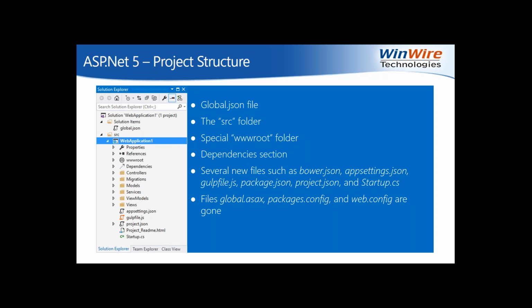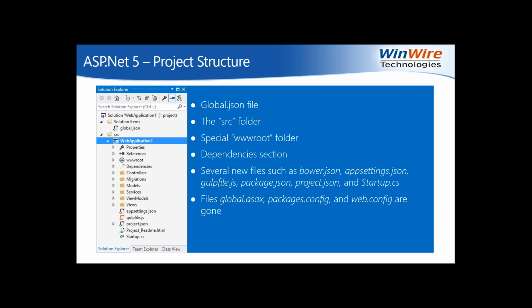There are several new files such as bower.json, appsettings.json, gulpfile, package.json, project.json, and startup.cs we're going to talk about. Bower.json is nothing but all the libraries that you have added using Bower. It consists of the version and the library that you have added. App settings is basically the different settings for your project that you can write.